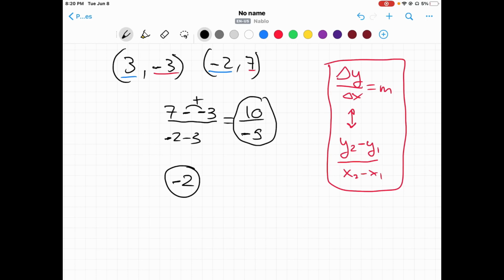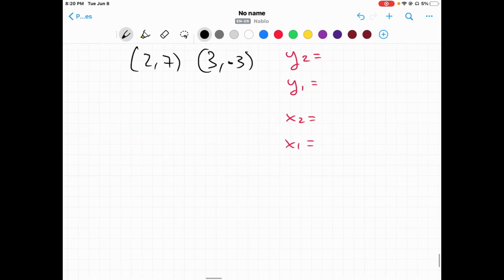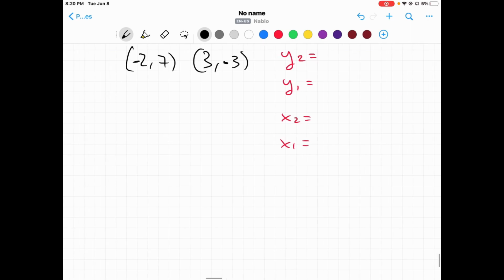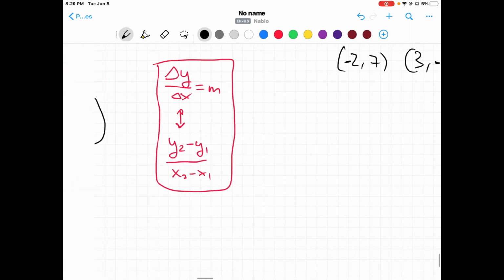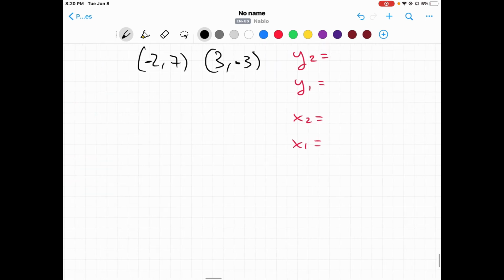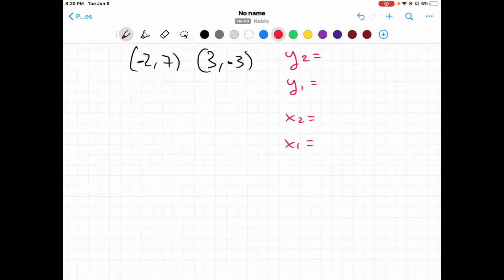Now, as I said before, the order in which you put these coordinates does not matter. So let's go ahead and do this example over here, where I actually flipped them. So before we were given (3, -3), and after that (-2, 7), and this is how it was originally, and now I flipped them. So now y2 is going to become negative 3. Then y1 becomes 7.